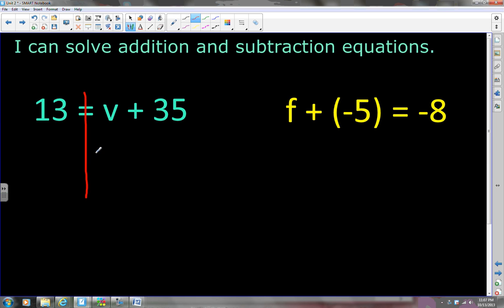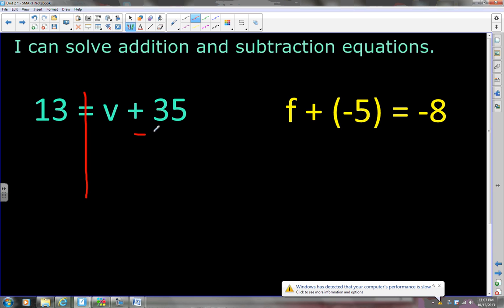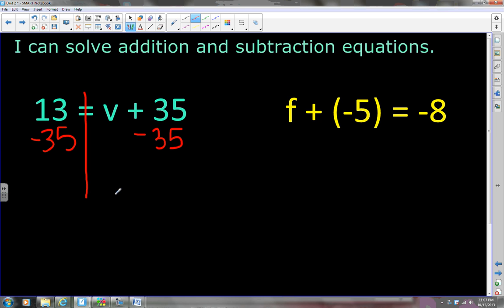So now we're going to use that concept of inverse. I'm going to work backwards and use what's called the inverse operation. So once I find my variable, I say, what am I doing to this variable? And in this problem, I'm adding 35. Well, the inverse of adding 35 is subtracting 35. So I'm going to subtract 35 on both sides of my equation.